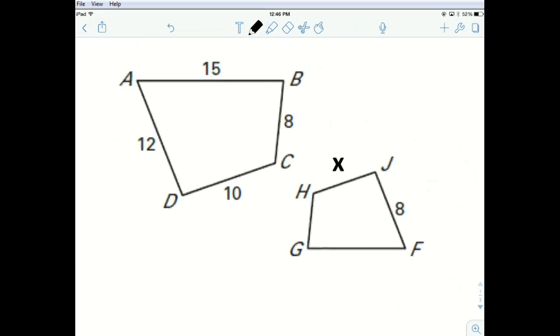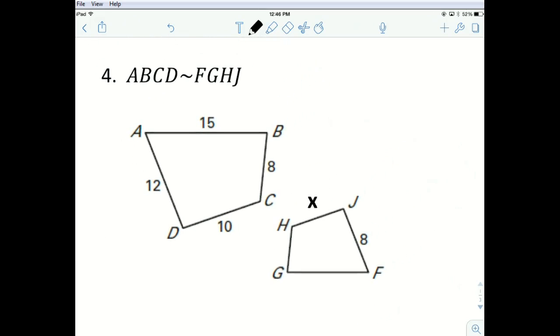Again, I've got a lot of side lengths here. It looks like I know all 4 on the left. The bottom right, I only know 2 of them. Rather than try to make the assumption that HJ automatically lines up with AB, I am going to use my statements here. So HJ is my last 2, so it must match up with CD, which is my last 2 over there. So I can write my proportion, and I'm going to go from left to right. It's 10 over x.